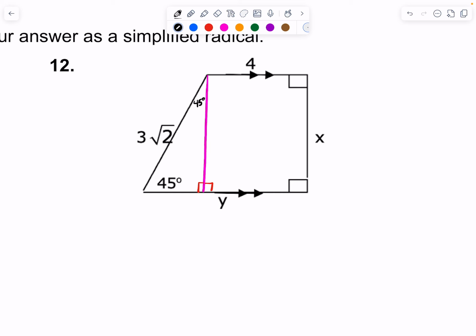So each of these sides of this right triangle that I've created are going to be 3 root 2 divided by root 2. So they're each going to be 3 units. So that tells me that x is going to be 3. Okay, and then if I need this part here, this whole part here is going to be 4 from up there. Then y, which is that whole side, is going to be 3 units plus those 4 units. So y is equal to 7.